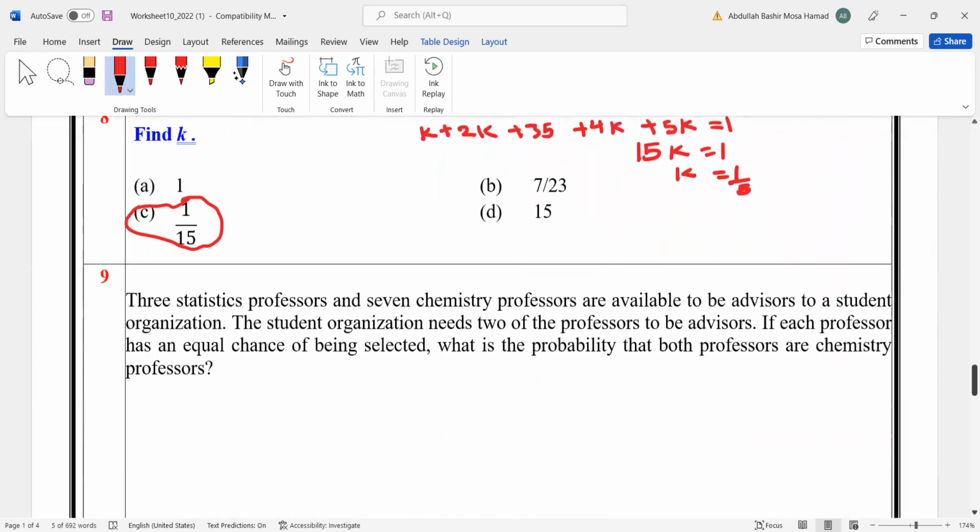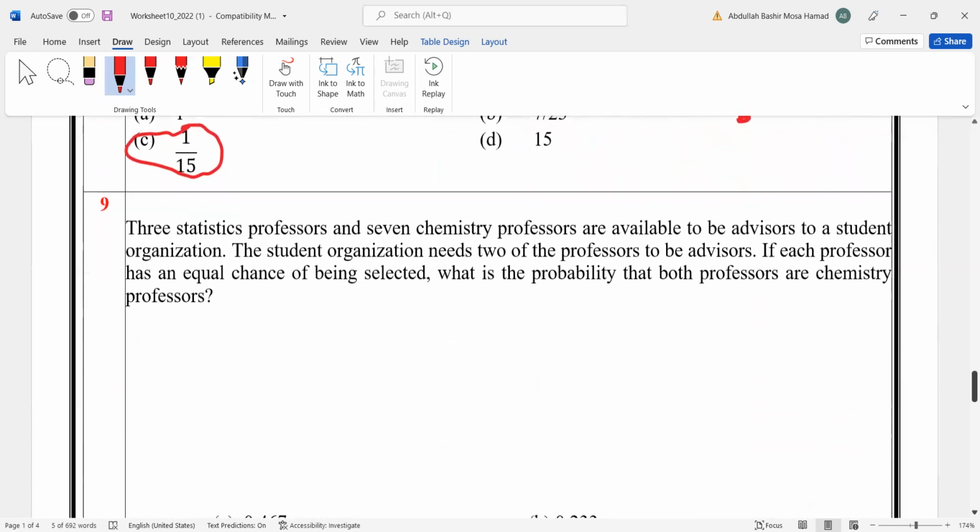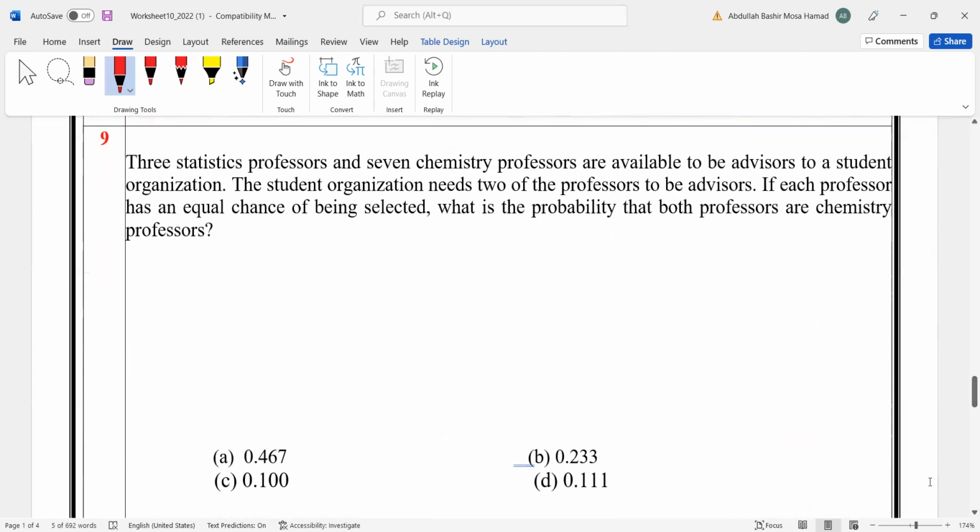Three statistics professors and 7 chemistry professors are available to be advisors to a student organization. The student organization needs 2 of the professors to be advisors. If each professor has an equal chance of being selected, what is the probability that both professors are chemistry professors?